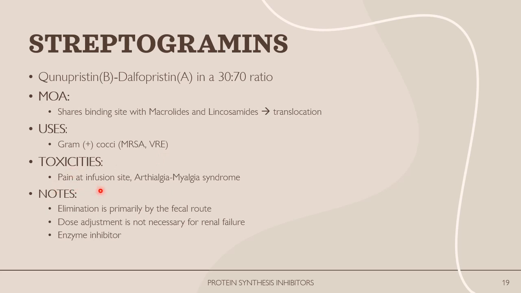Toxicities: pain at the injection site, arthralgia, myalgia symptoms. Pag sinabi natin arthralgia, pain on the joint. Myalgia, pain on the muscle. Elimination is primarily by the fecal route. That is why, if the patient has renal failure, we don't need to adjust the dose. And your streptogramins is also an enzyme inhibitor like your macrolides, except for azithromycin.